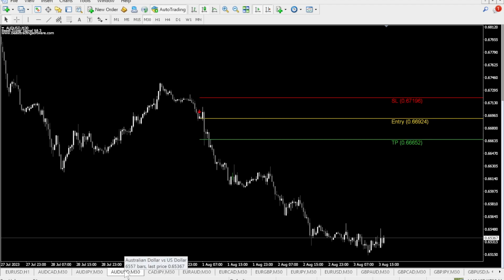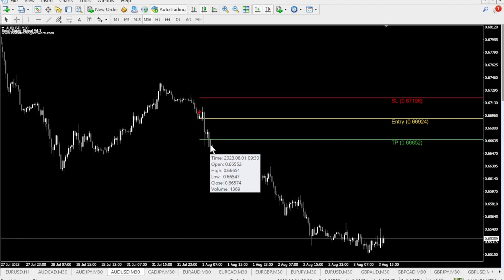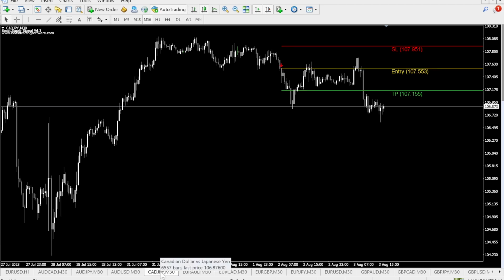On to the Australian dollar and US dollar, we have a sell signal. A nice easy win. This was, I think, earlier this week on the 1st of August. This is just the kind of signal that we like to see. Then on the Canadian dollar, Japanese yen, again another nice sell signal, again a fantastic easy win. And these are just the kind of signals which I really like to see.